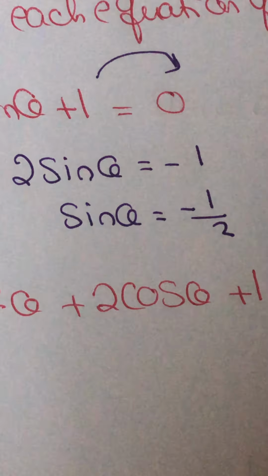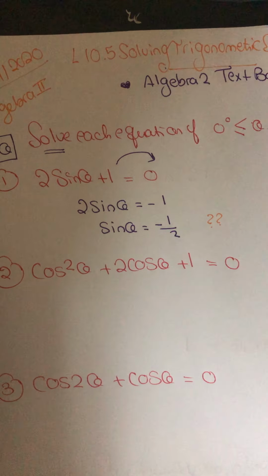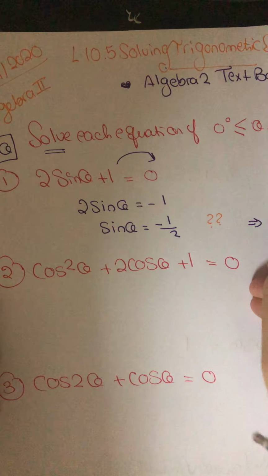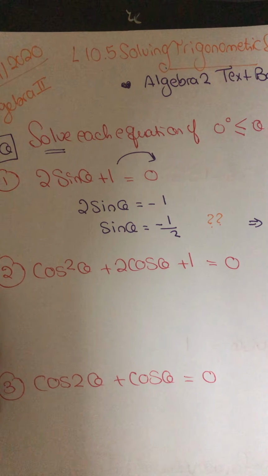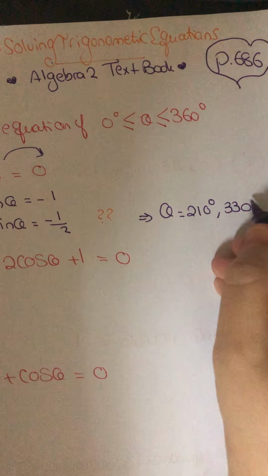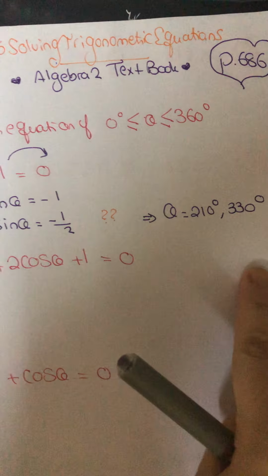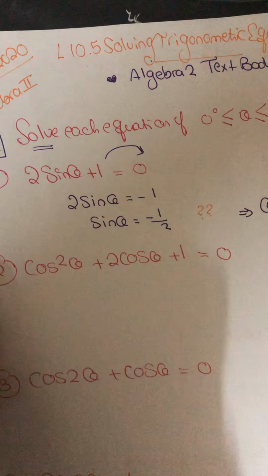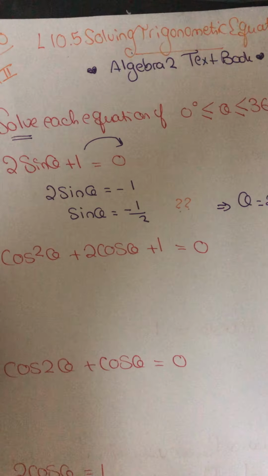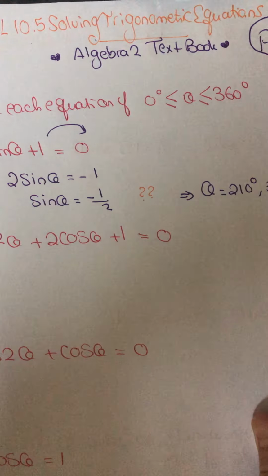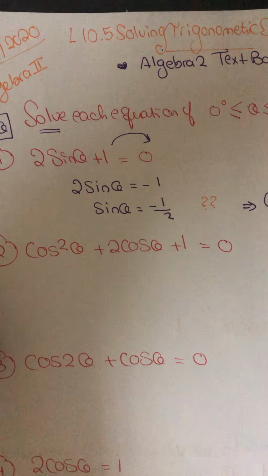So you will need one more step. I will zoom out. One more step just to write that theta is equal to 210 or 330. I'm sorry, degrees. Okay, how will I check my answer? It's very easy. Substitute your answer in the equation given. Put the 210 here and then 330 here, and you will know you are right or wrong. Okay, so 210 and 330 degrees are the answers.